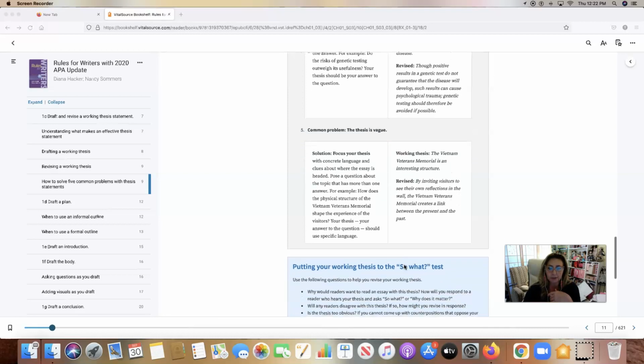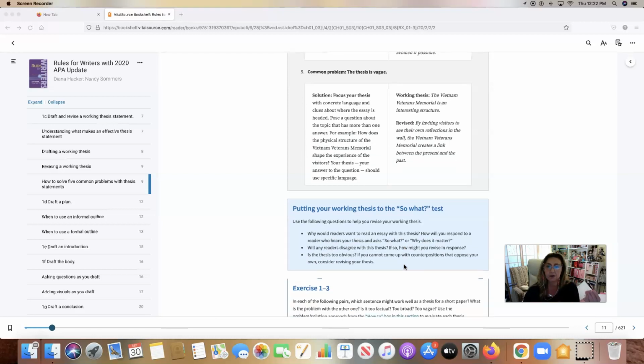You also put your working thesis to the so what test. So why would readers want to read an essay with this thesis? How would you respond to a reader who hears your thesis and asks, so what? Why does it matter? Will any readers disagree with this thesis? If so, how might you revise in response? Is your thesis too obvious? If you cannot come up with the counterpositions that oppose your own, consider revising your thesis.